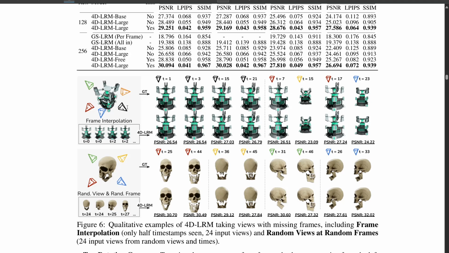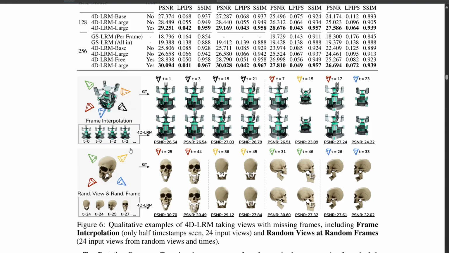What about scaling at inference time? Does giving it more input views always help? Generally, yes, performance improves with more input views, but only up to a point. They found it sort of peaked around 48 input views. And beyond that, performance could actually decline slightly. Why would more views hurt?